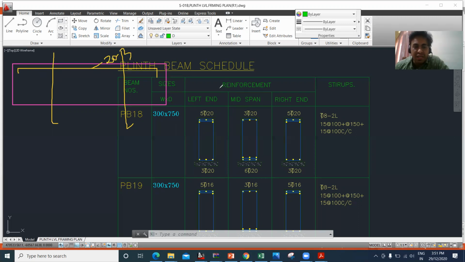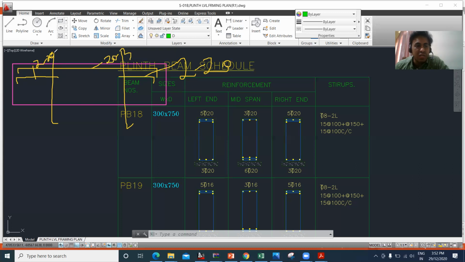Now coming to the second layer, near the left you have to provide 20 diameter 2 bar in the bottom. Again on the right side you have to provide 20 diameter 2 bar in the bottom. So what I'll do, I'll provide another bar something like this. This is my second layer, and also I'll provide another bar. This is my second layer. So this will be my 2 of 20, and this also will be my 2 of 20, right?